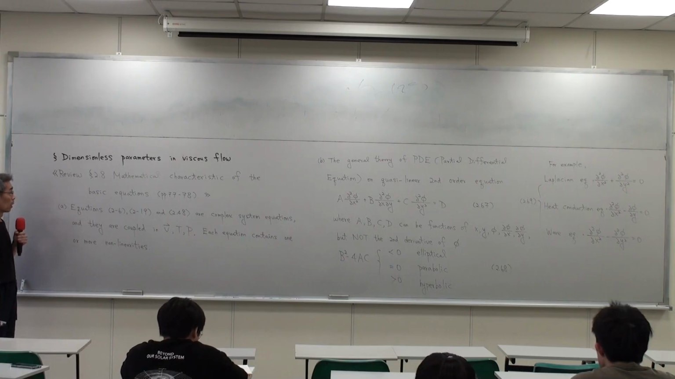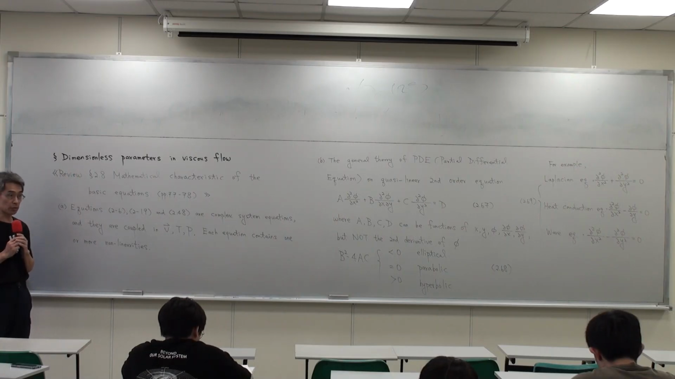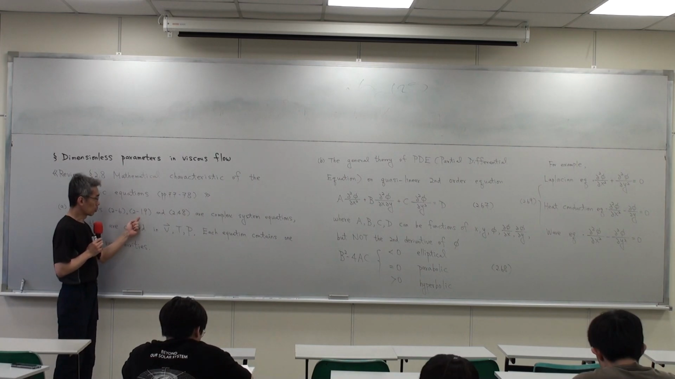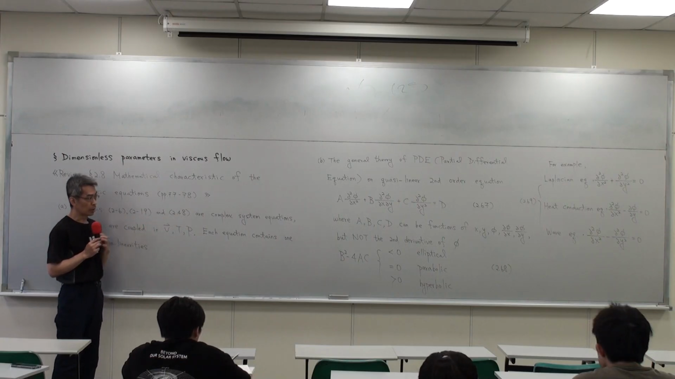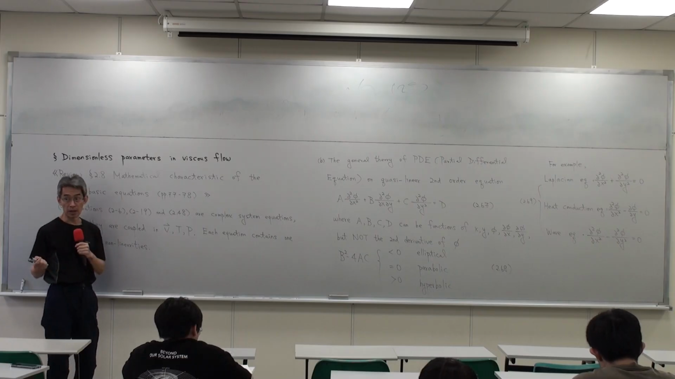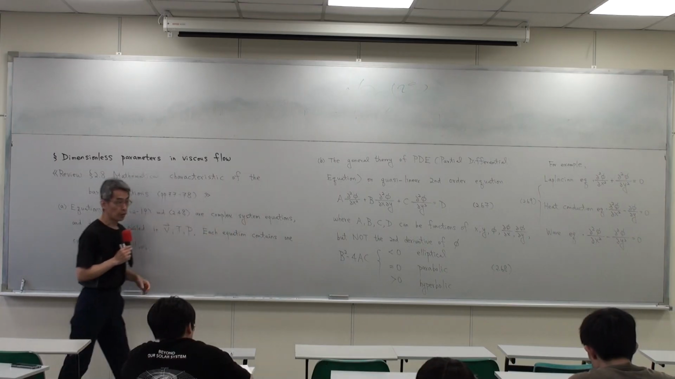Okay, so before we talk about the dimensionless parameter, we talk about the governing equation property. And these governing equations, the mass, momentum, and the energy equation, basically they are system equations. That means they need to be satisfied at the same time for the same problem. So at the same time, three equations must be satisfied. So usually this is mentioned as a system equation.